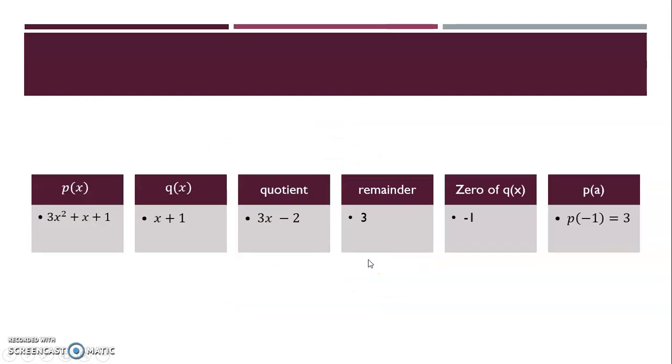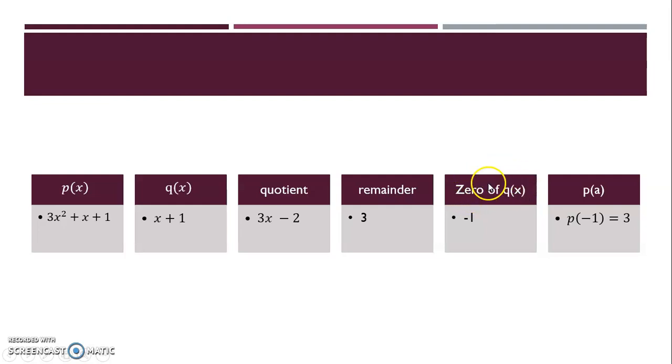Okay, let us look at one more example. So when we divided p of x by q of x, that is 3x square plus x plus 1 divided by x plus 1, the quotient was 3x minus 2, the remainder was 3.